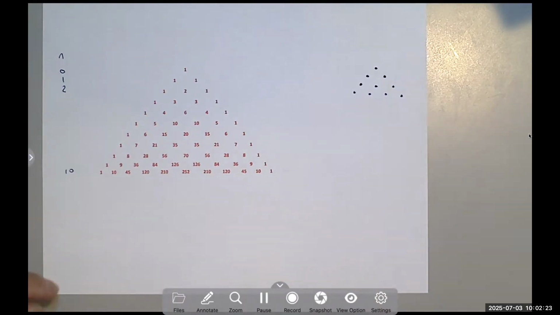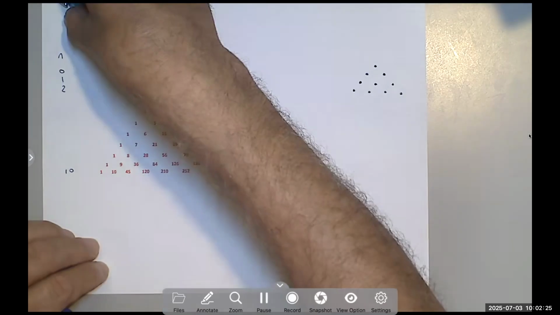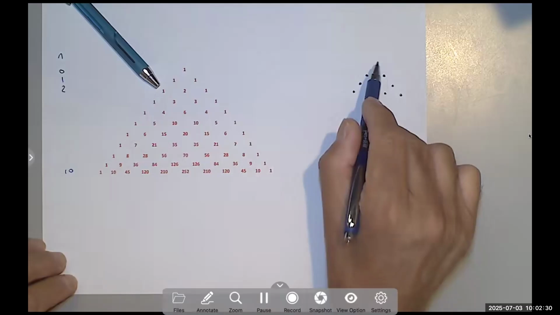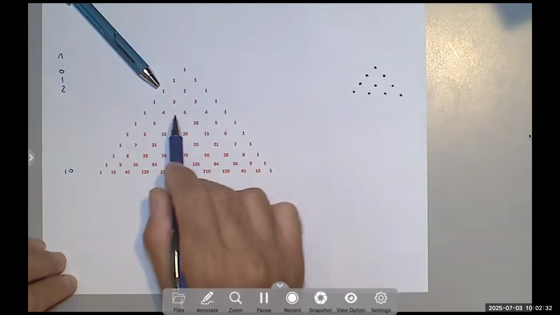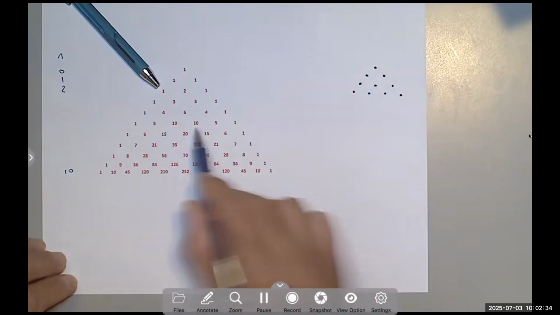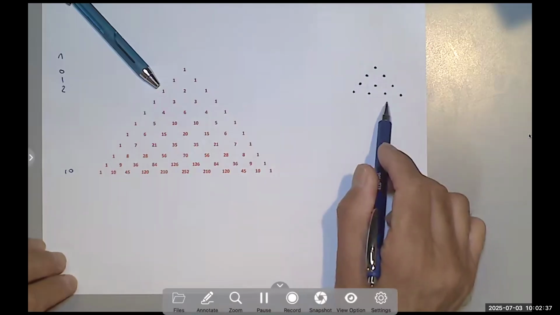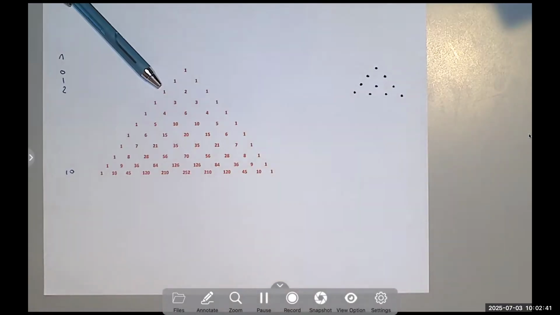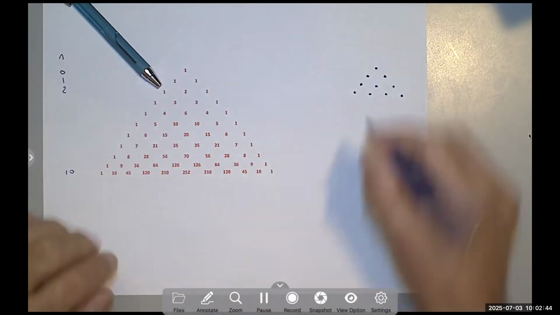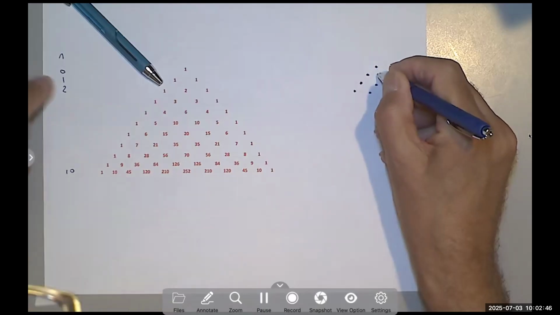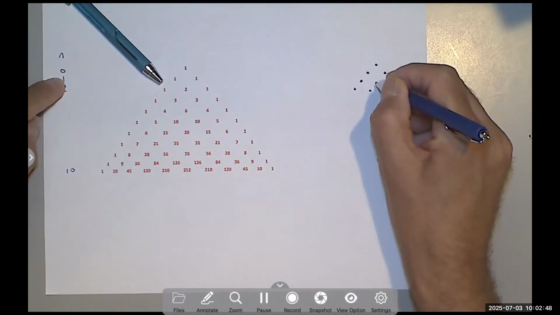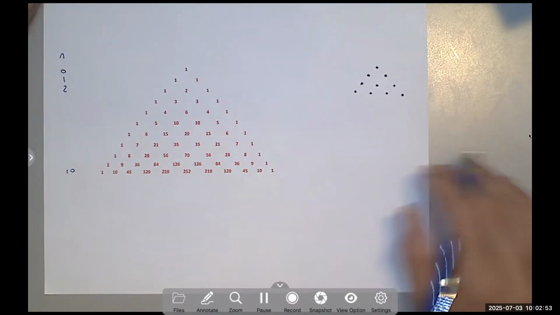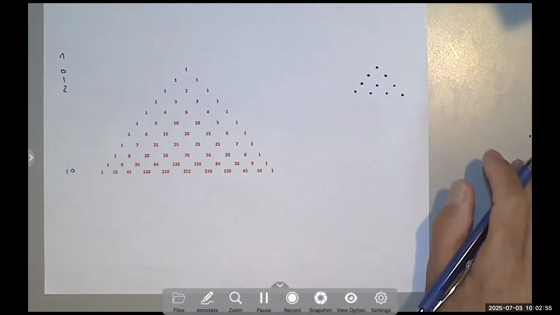I want you to look at this diagonal. 1, 3, 1 plus 2, 6, 3 plus 3, 10, 6 plus 4. And we call these numbers triangular numbers for that reason. So you see, if the height of the triangle is 1, we call n is 1. If the height is 2, then it's 2. If the height is 10, it's 10. These are some quick observations, okay?